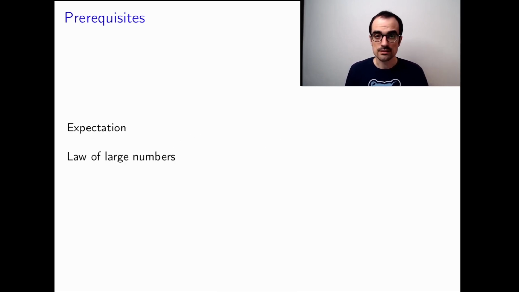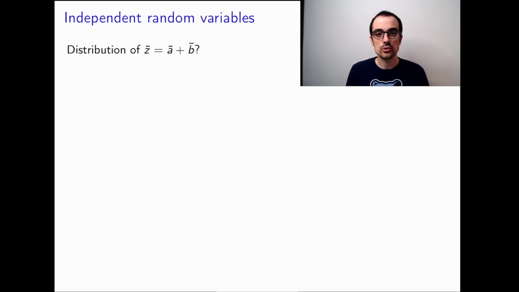The prerequisites for this material are expectation and the law of large numbers. In order to study the distribution of the sample mean, we have to learn about what is the distribution of the sum of two independent random variables. So here we're going to consider continuous random variables, but the arguments for discrete random variables are very similar.